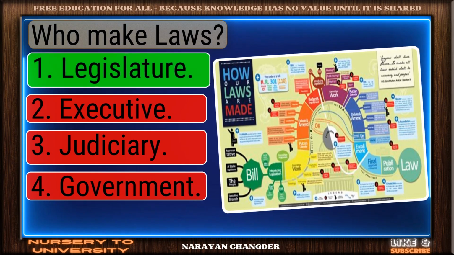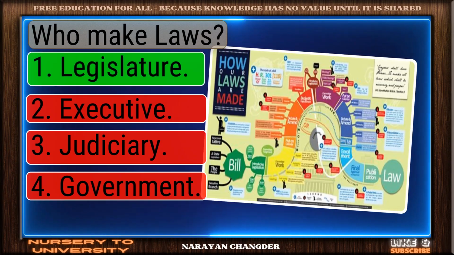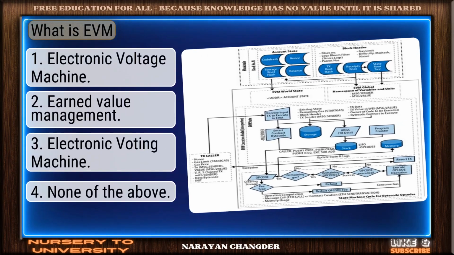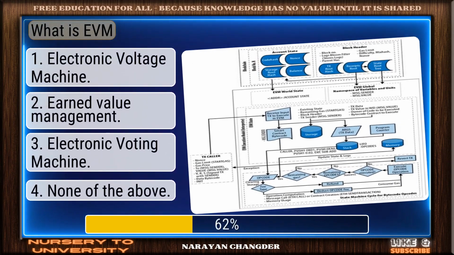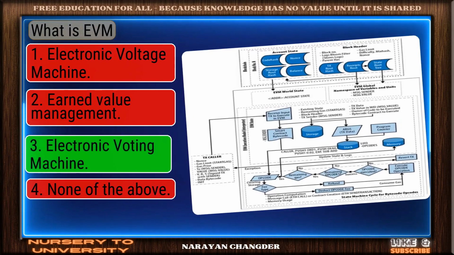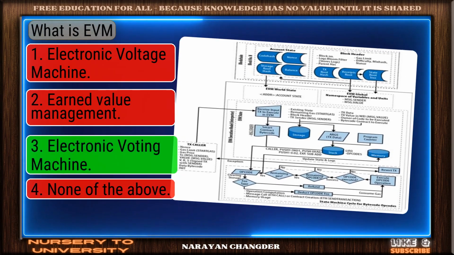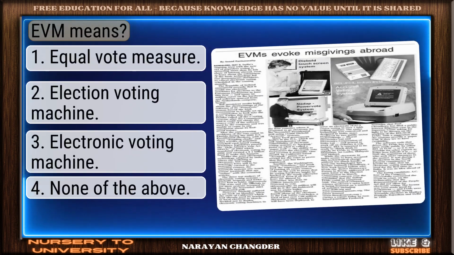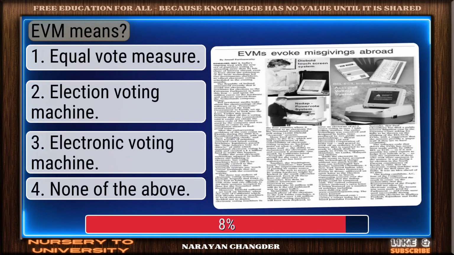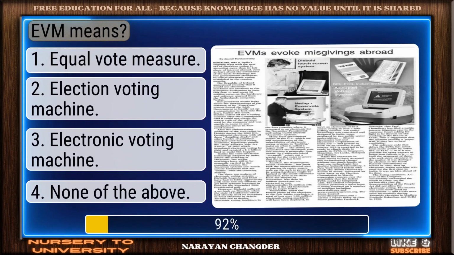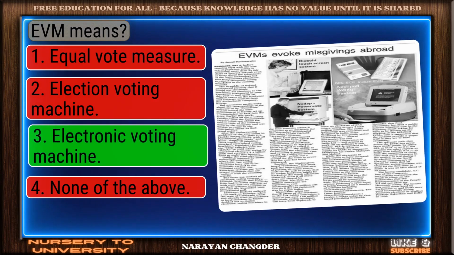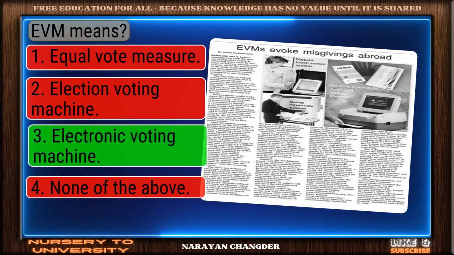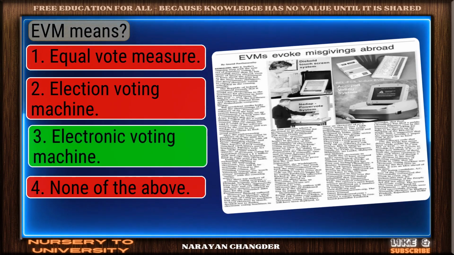You chose legislature, and it is correct. Question number 217. What is EVM? Excellent choice. Electronic voting machine is the right answer. Question number 218. EVM means. Nice selection. Electronic voting machine is the correct and valid answer.